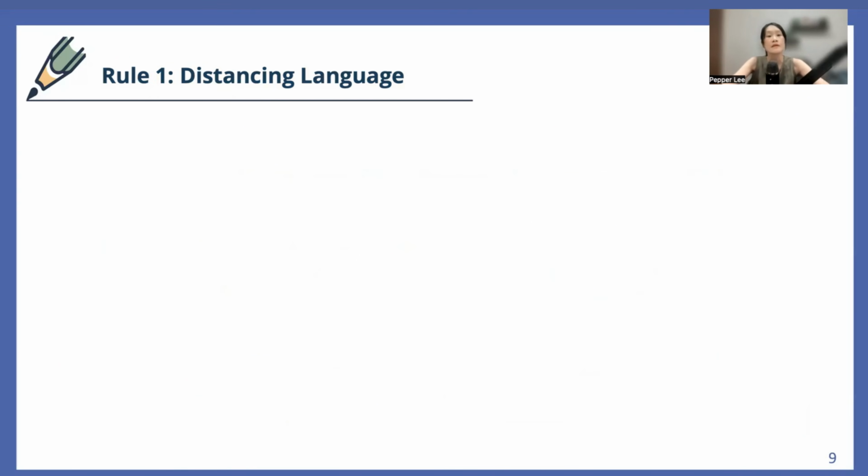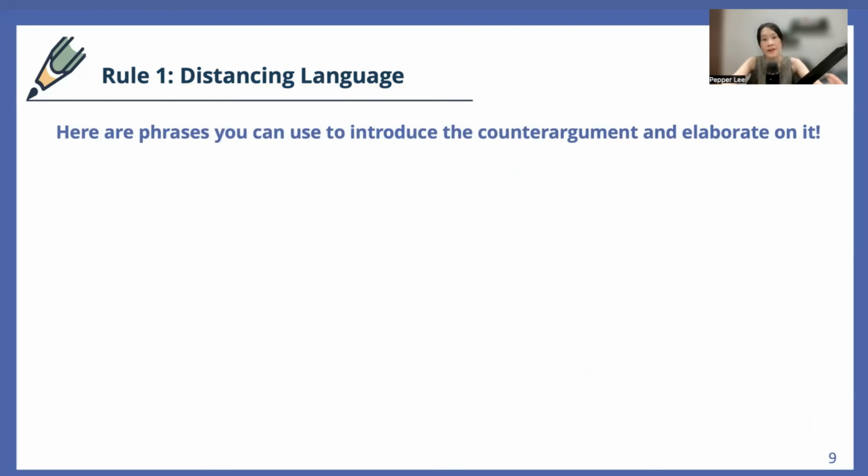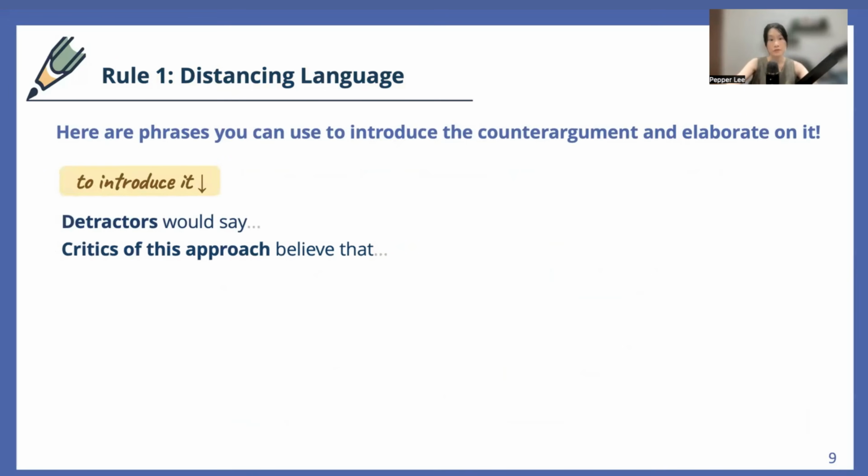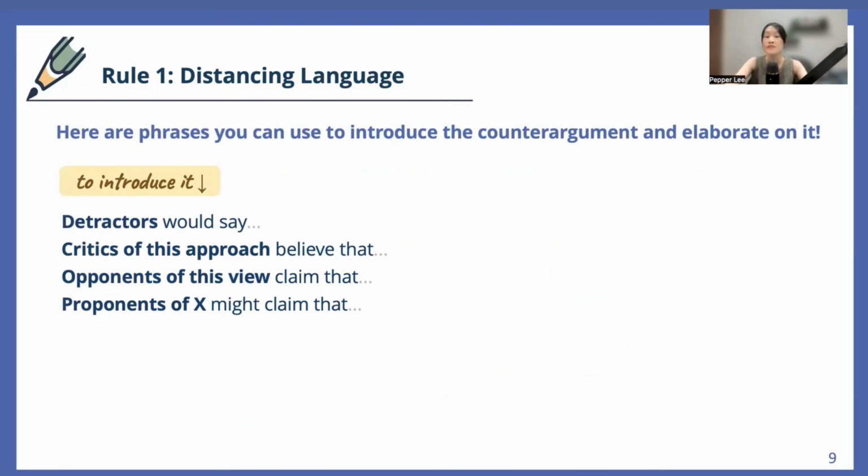All right? So here are some phrases that you can borrow to distance yourself from the counter-argument. When introducing it, you can say things like, detractors would say. Critics of this approach believe that. Opponents of this view claim that, or proponents of X may claim that. Now, proponents simply means supporters. It's just a fancy word for supporters, yeah?